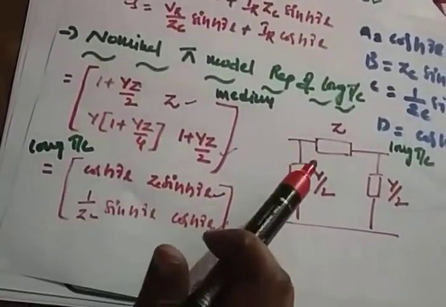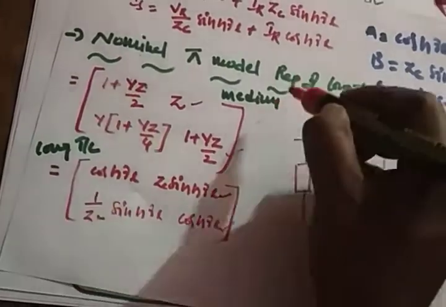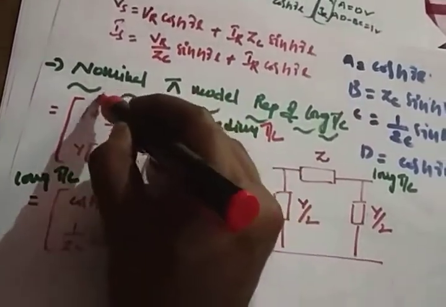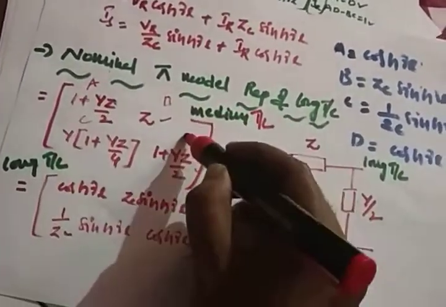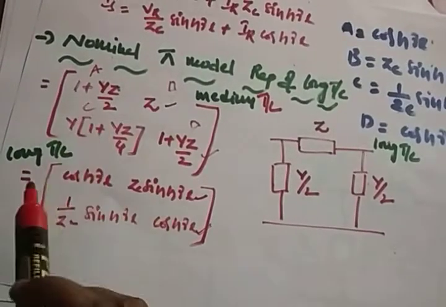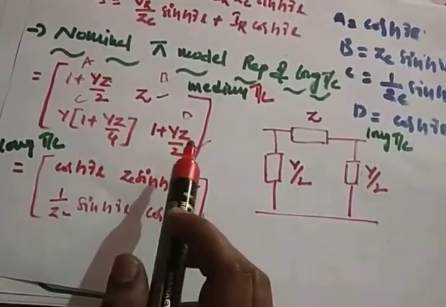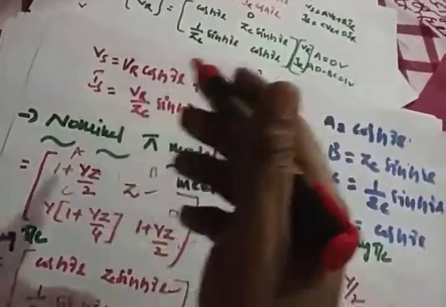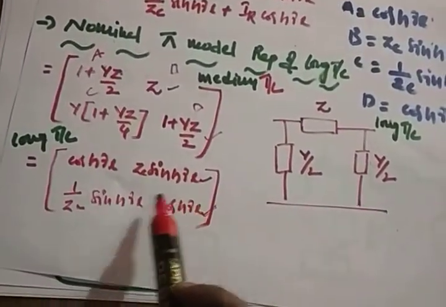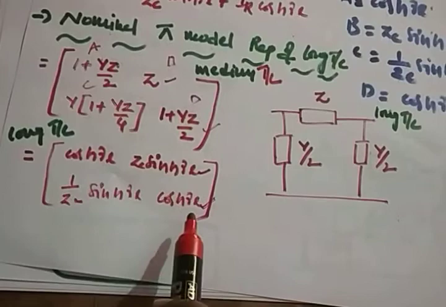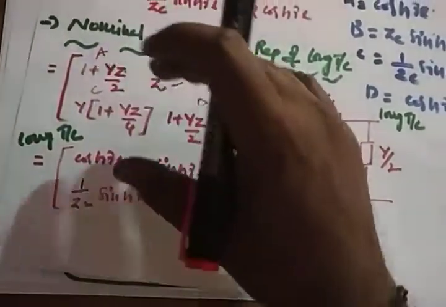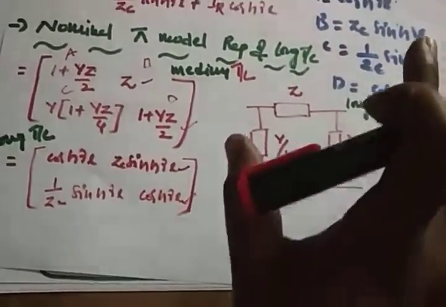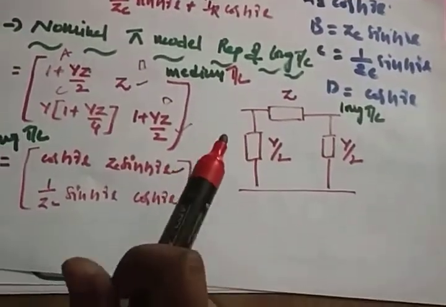For a nominal pi representation of a medium transmission line, the ABCD constants are 1 plus YZ by 2, Z, Y into 1 plus YZ by 4, 1 plus YZ by 2. You know that for a long transmission line, the parameters are cosh gamma l, Zc sinh gamma l, 1 by Zc sinh gamma l, cosh gamma l. Right? You just compare and find out the value of Z, Y by 2. Then substitute here. Then you will get the nominal pi representation of a long transmission line.